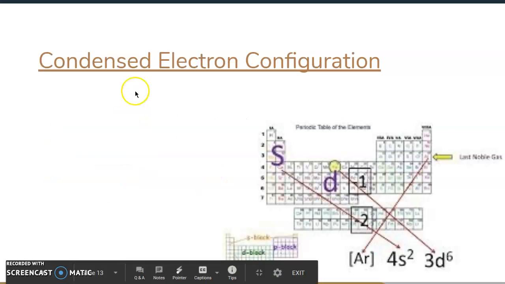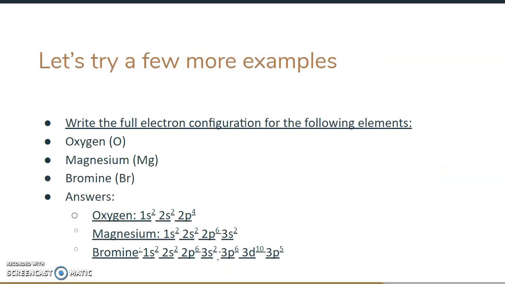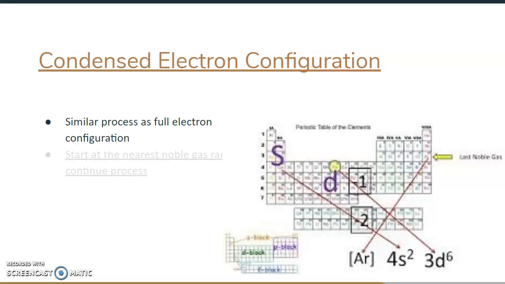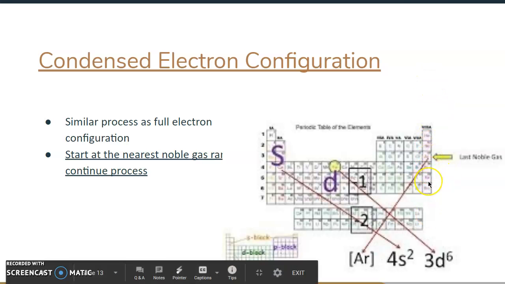So there is, it's called the condensed electron configuration. This way is just a little bit of a shortcut. It's important to know how to do our full electron configuration, not only because I'll ask for it on our tests, but because it's a very similar process to do our condensed electron configuration as it is to do our full electron configuration. So with this one, we start at our nearest noble gas. As we remember from our last unit, our noble gases are this column on the far right, and then we just continue the process.